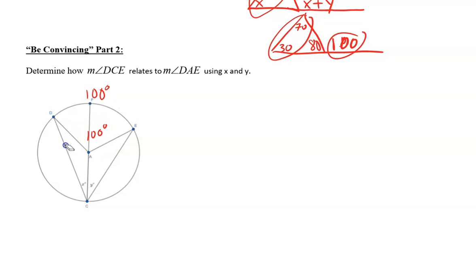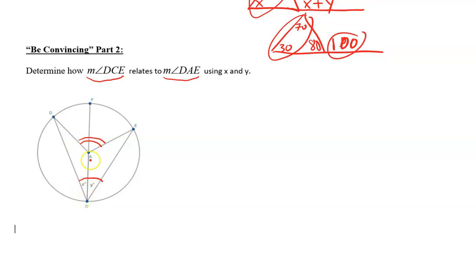Okay, so now there's a relationship with the inscribed angle. So what do we know here? We're trying to look at the measure of DCE. So that would be the inscribed angle. And then we have DAE. So this is the central angle. I'm going to look at the relationship between these two.